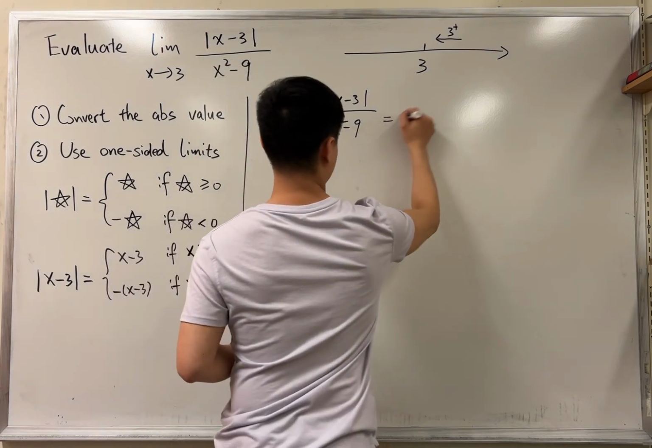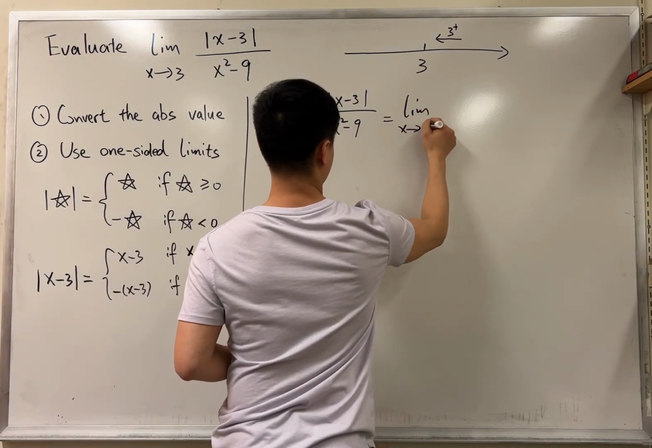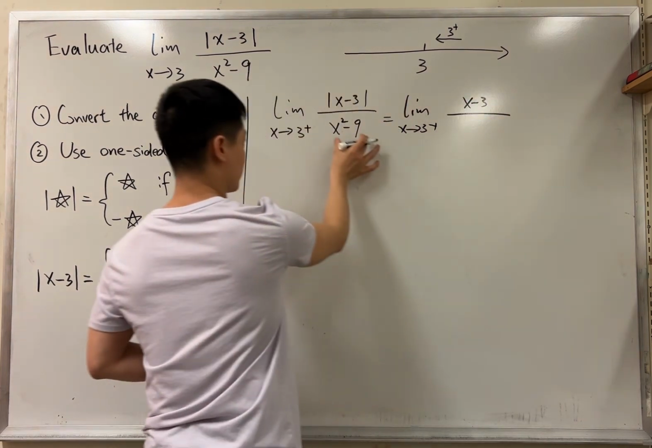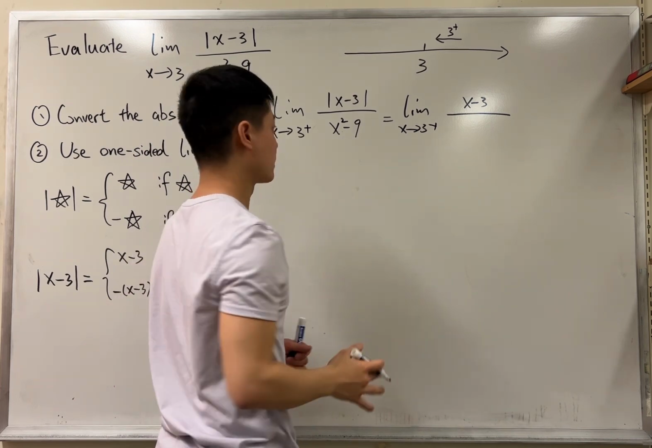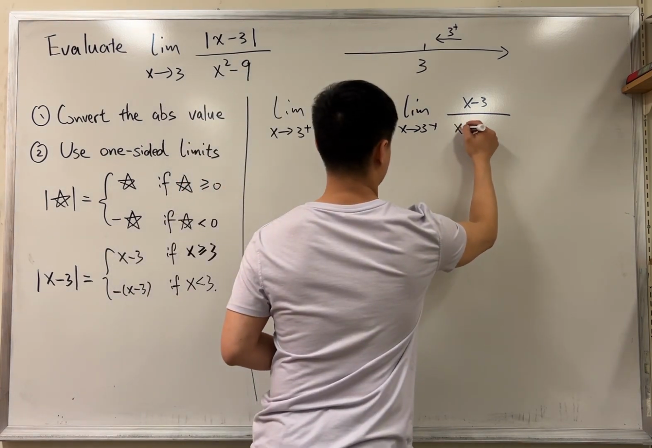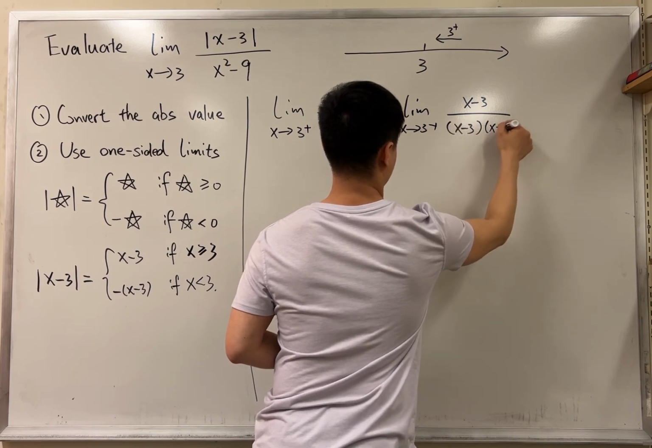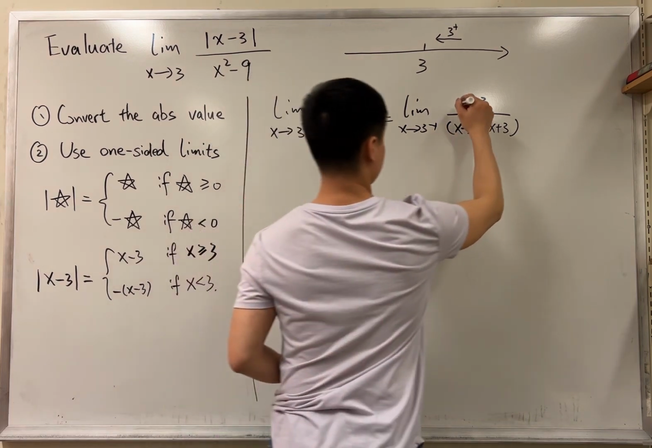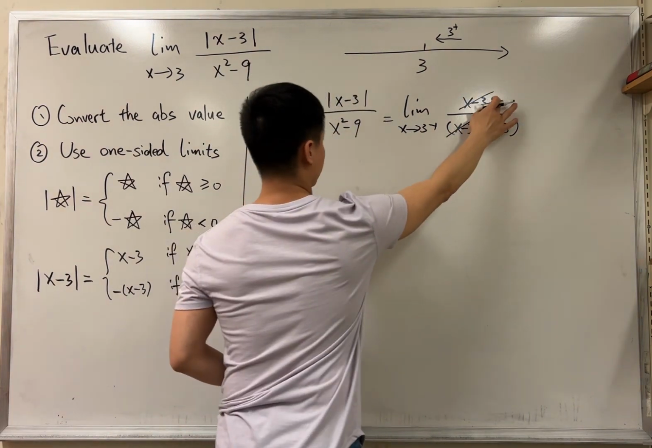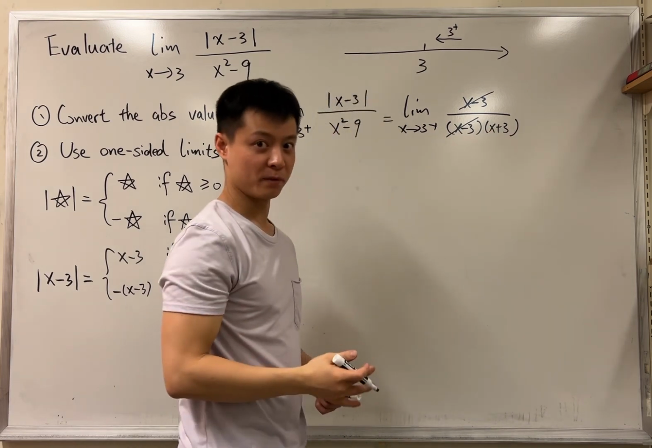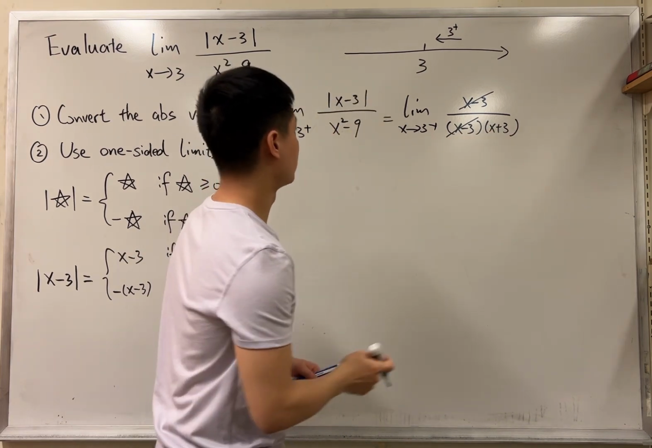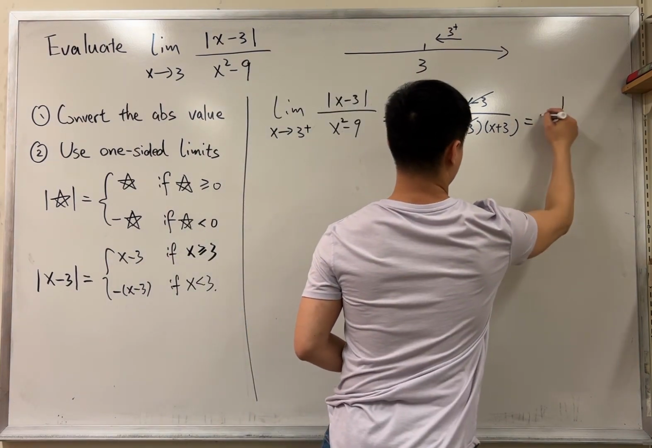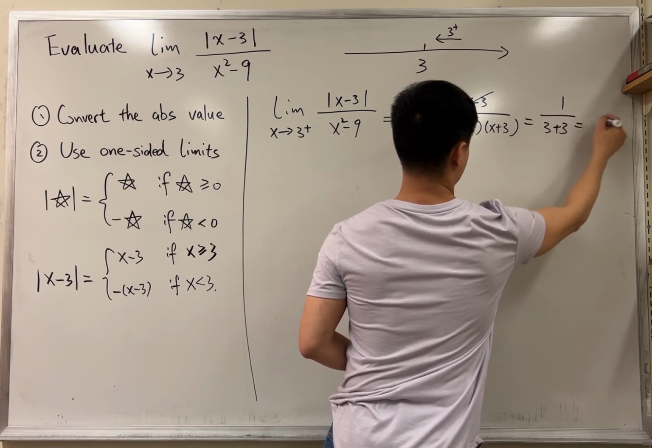So now I can replace my absolute value simply with x minus 3. And then for the bottom, we will apply the difference of squares formula to write that as x minus 3 times x plus 3. And we see we can cancel x minus 3 on the top and the bottom, which is leaving us with 1 divided by x plus 3. So we can just find the limit by plugging x equal to 3 into the expression. That is 1 over 3 plus 3, which is 1/6.